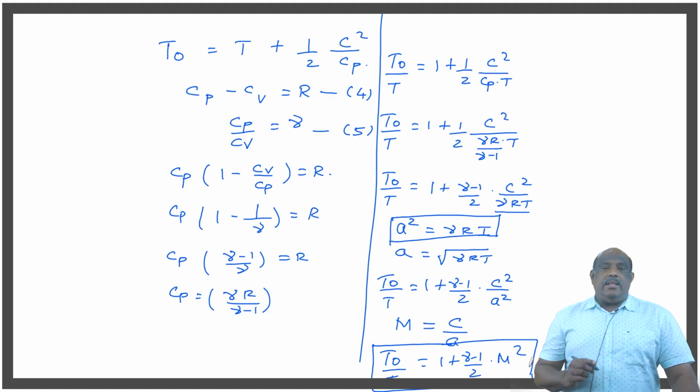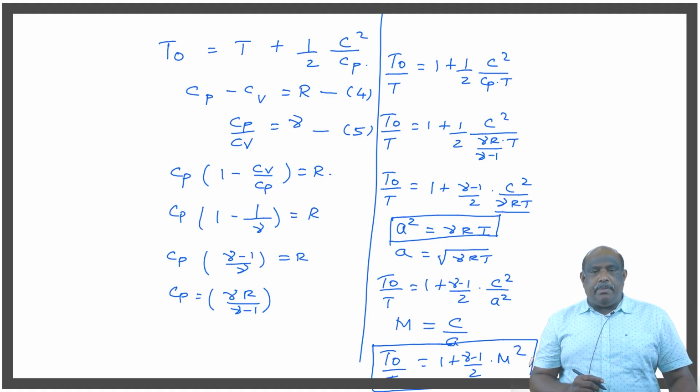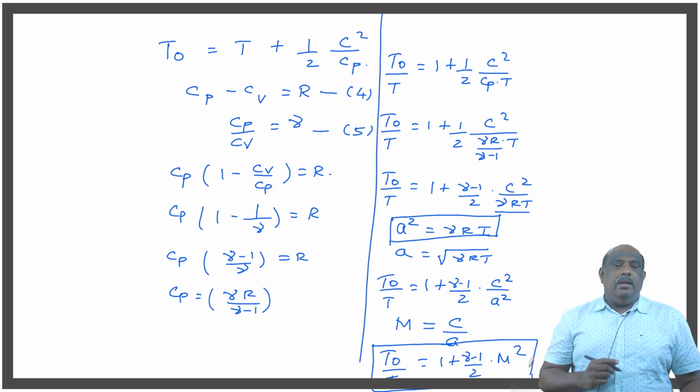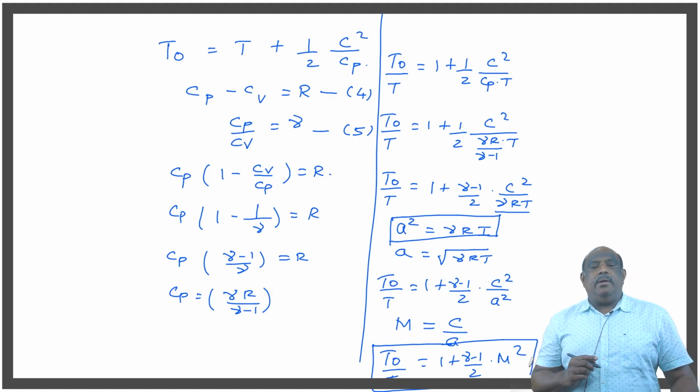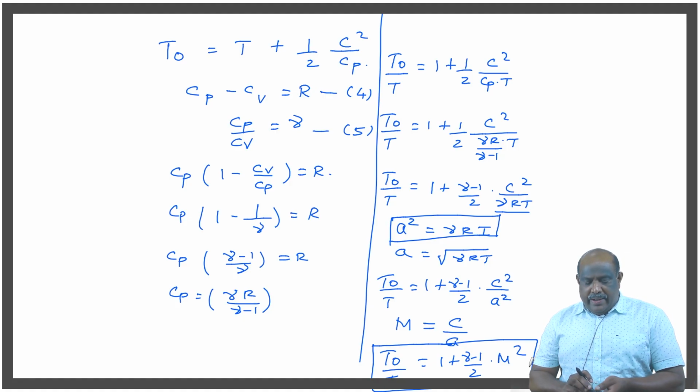Here T naught indicates the stagnation temperature, T indicates the static temperature, gamma indicates the ratio of specific heats, which is mostly considered a constant, and M is nothing but the Mach number. To have a better understanding, we'll go to the next slide.